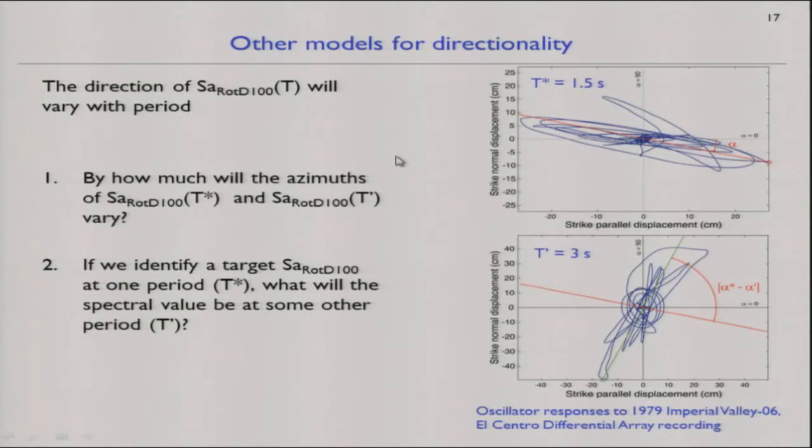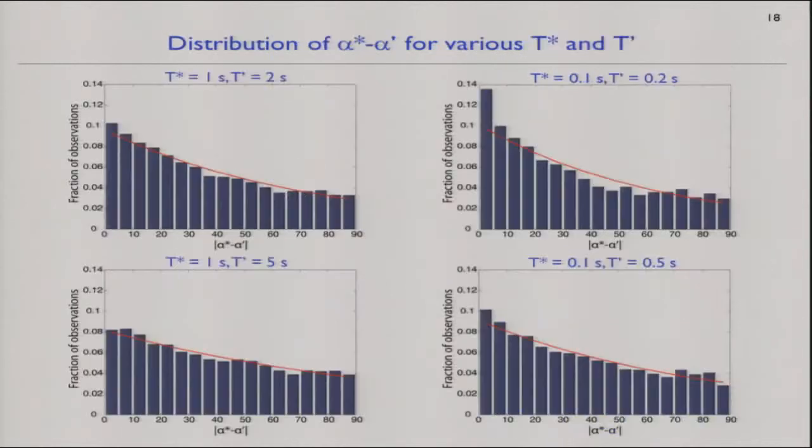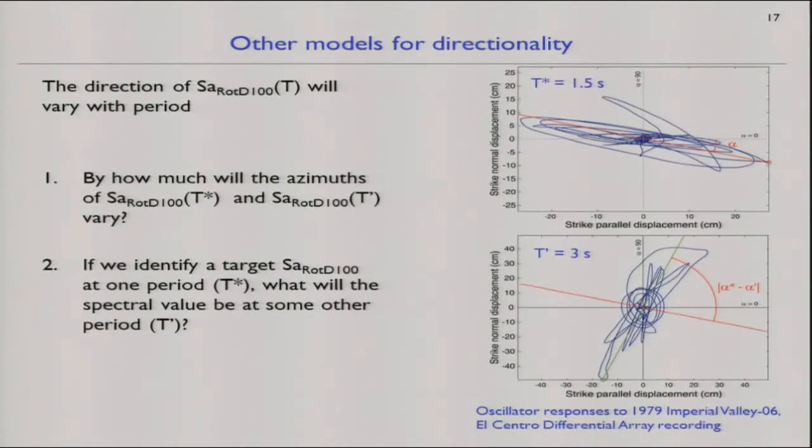Okay, then the last class of things to talk about is these orientations and how they vary with period for a single ground motion. So in that same example, the 1.5 second spectrum and the 3 second spectrum, the maximum direction spectra are in quite different directions, even for a single ground motion. In this case, between 1.5 seconds and 3 seconds for this particular ground motion, those two D100 orientations differ by approximately 90 degrees.